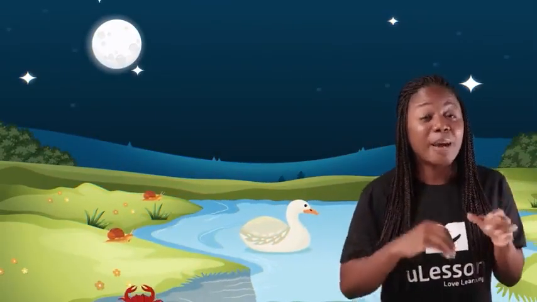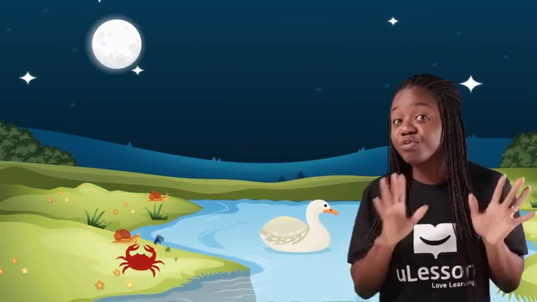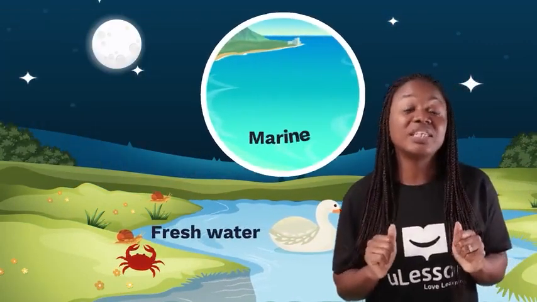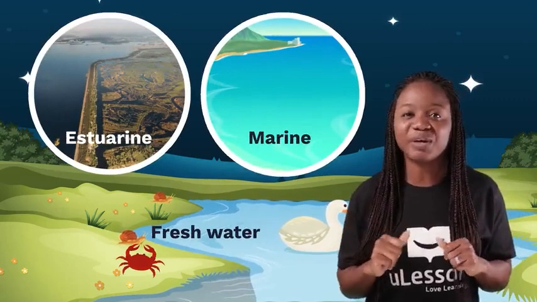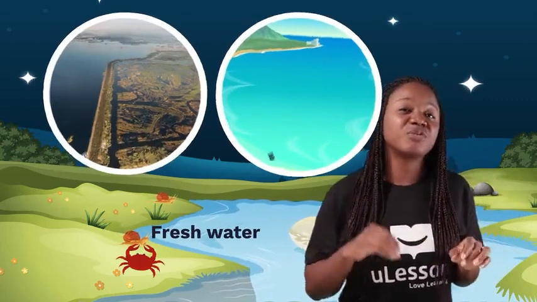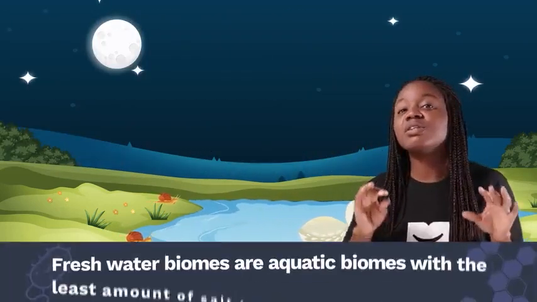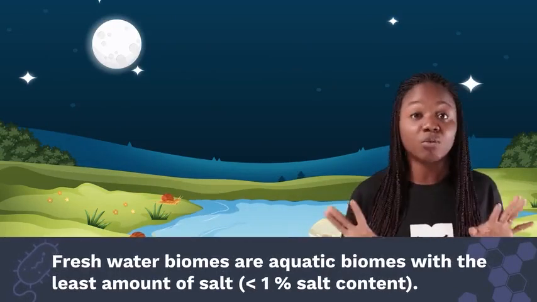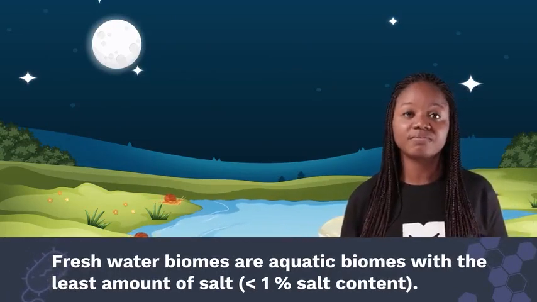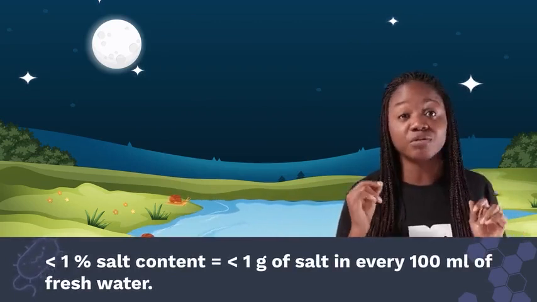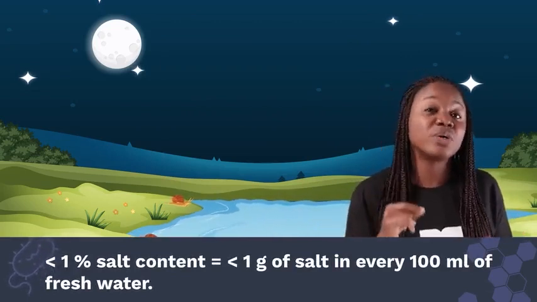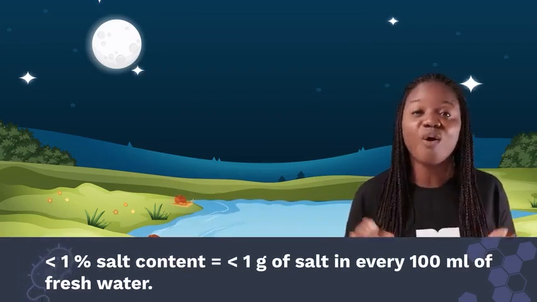You should also remember that aquatic biomes are classified based on the amount of salt in the water body into freshwater, marine, and estuarine biomes. So let's start off with the freshwater biomes, which have the least amount of salt, that's less than 1% salt content. This is to say, there is less than 1 gram of salt in every 100 milliliters or mils of freshwater.